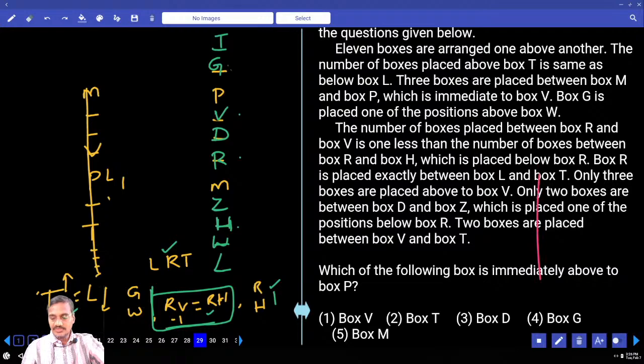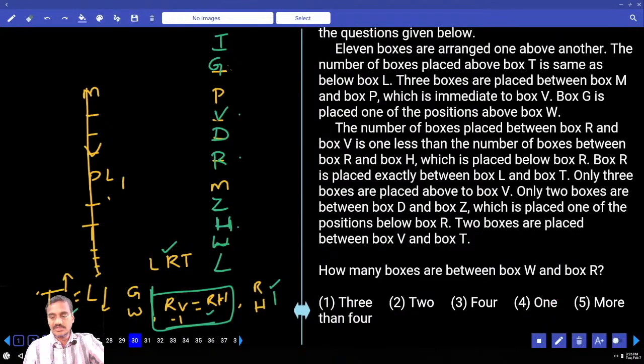Then, which of the following boxes is immediately above 2P? Immediately above 2P, what is that box? G, choice 4. The next one, 30th. And how many boxes are in between W and R? Now in between W and R, there are only 3 boxes. Choice 1, question number 30.